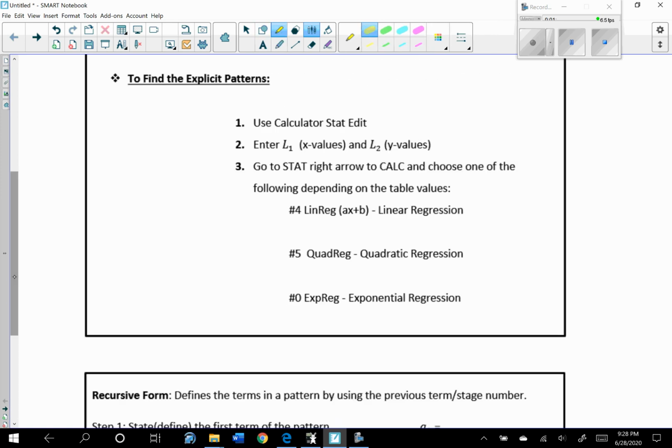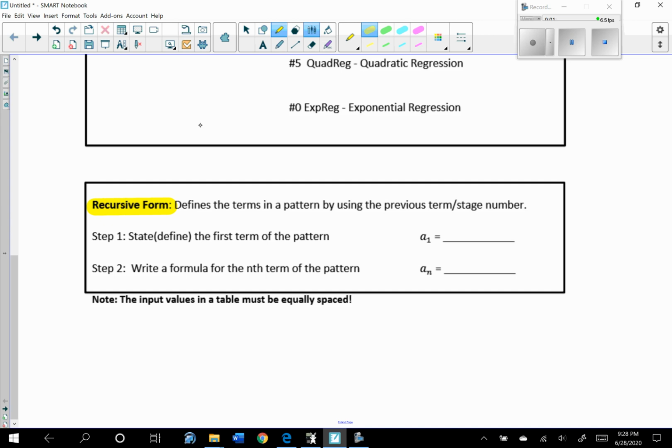Recursive form. For this one, recall that it defines the terms in a pattern by using the previous term slash stage number. Remember, there are two things that you have to list when you are writing the recursive form. So step one is to state or define the first term of the pattern, because if you need the previous term to get to the next term, and again, remember the previous term is a sub n minus 1, that means you need to know where you start. So that is the first part of the formula that you need to state.